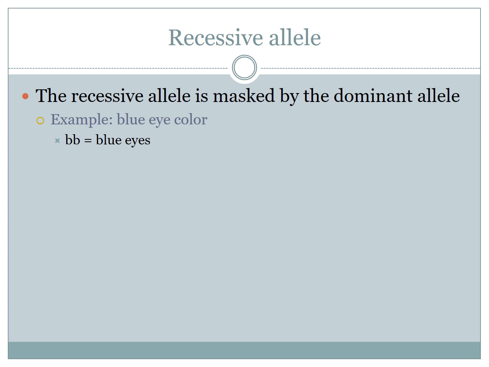Recessive alleles are alleles that are masked by the dominant allele. People that have blue eyes need to have both copies of the recessive allele for it to be represented. Recessive alleles are always represented using lowercase letters.